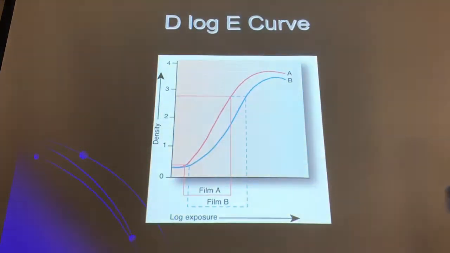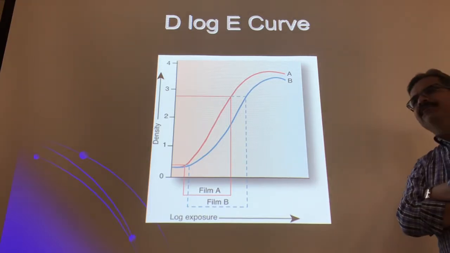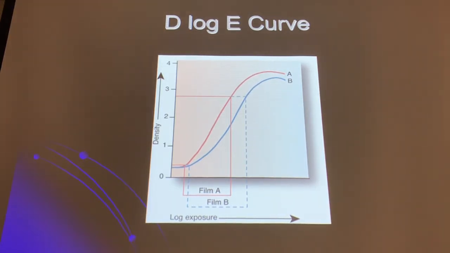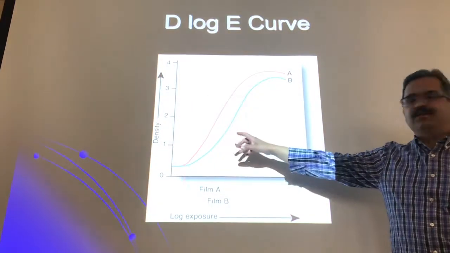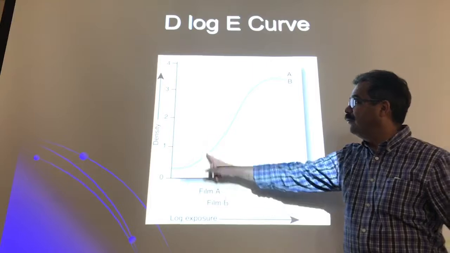Now, let me ask you this. Between film A and film B, which one is the fastest film? A. Why? Because the shorter the exposure, the faster the density increases. Do you agree with that? Yes. Everybody agrees with that? Yes. So this is the fastest screen. This is the slowest screen, because with less exposure, you're going very quickly.